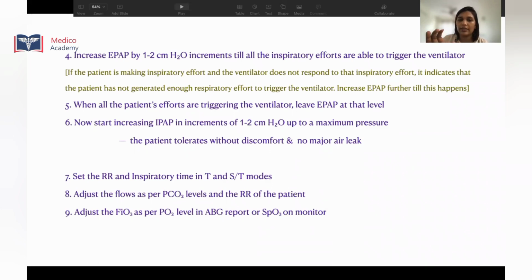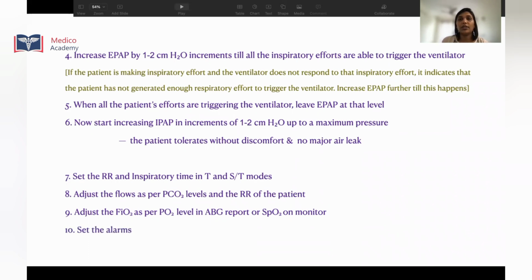You're just wasting time. So the ninth step is to adjust the FiO2, because you've set it at 100%. Now you can taper it down as per the saturation monitor, SpO2 on the monitor, or depending on the PO2 levels in the ABG report.